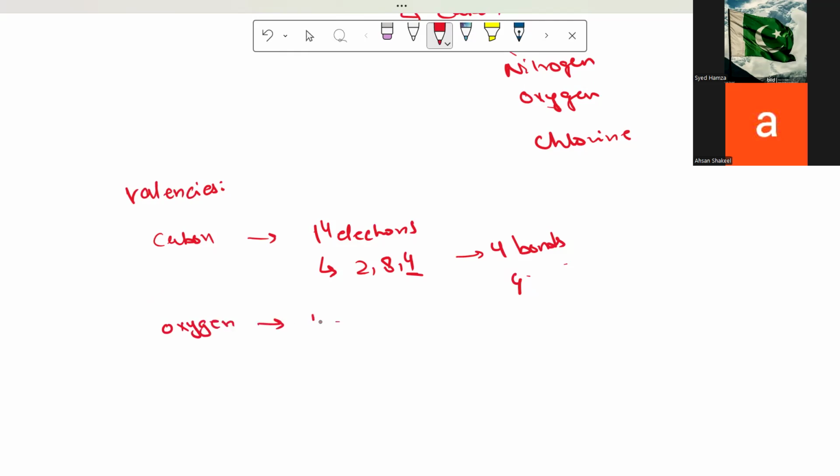Let's take an example for oxygen. Oxygen has 16 electrons, which means the electronic configuration is going to be 2, 8, and 6. To complete its outermost shell, it needs 2 electrons, which means it can make 2 bonds. So the valency for oxygen is 2. The carbon is 4, oxygen is 2.